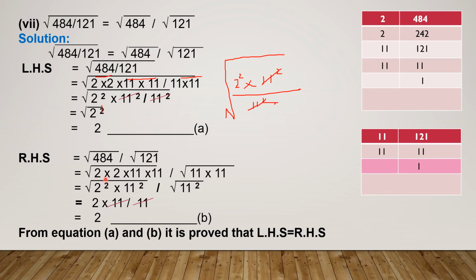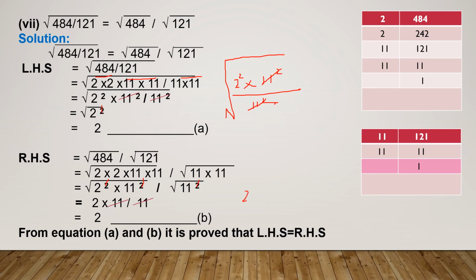In the next step, we will write these pairs in the form of squares: 2 square multiplied by 11 square, and 11 multiplied by 11, 11 square. Now the square will be cancelled out with the square root, and the remaining terms are 2 multiplied by 11 divided by 11.